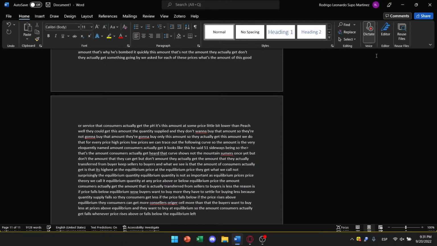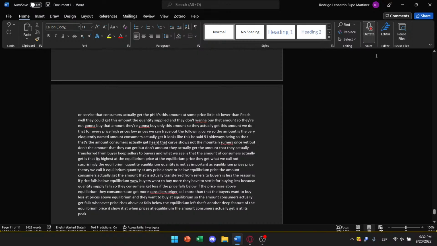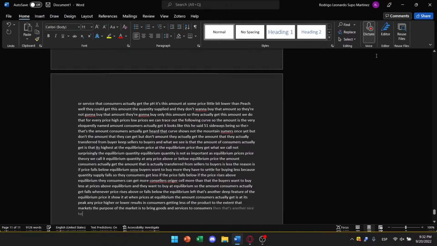That's another neat feature of the equilibrium price. When price is at equilibrium, the amount consumers actually get is at its peak. Any price higher or lower results in consumers getting less of the product. To the extent that the purpose of a market is to bring goods and services to consumers, that's another nice feature of the equilibrium price. That's the price at which consumers get the most of what the market's supposed to do.